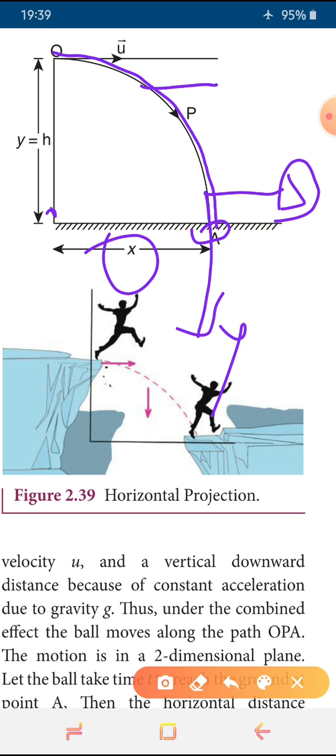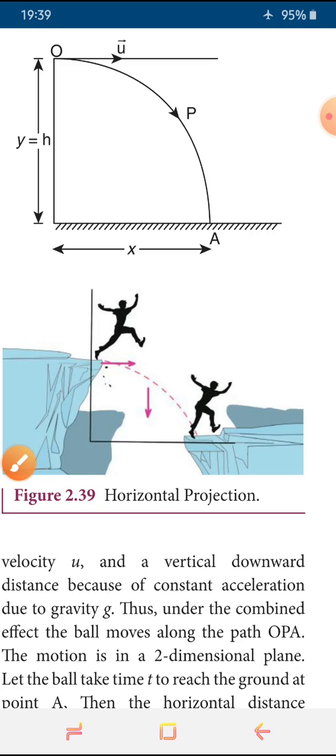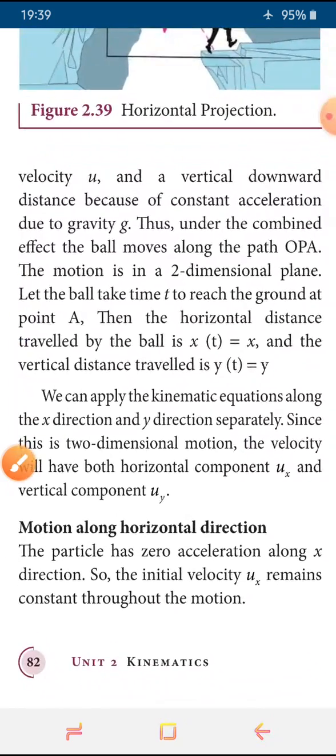So horizontal is taken along this direction, it is considered as the x-axis, and now we can write the velocity along the horizontal component is ux, and the vertical component we can write as uy. These two things we are taking.